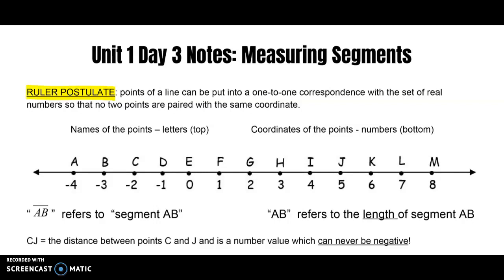And so the ruler postulate just says that points of a line can be put into a one-to-one correspondence with the set of real numbers so that no 2 points are paired with the same coordinate. And it's pretty much just like a number line. So we're just saying we can use a number line to look at these numbers and these variables and give coordinates to these. And that no 2 points will be the same coordinate.